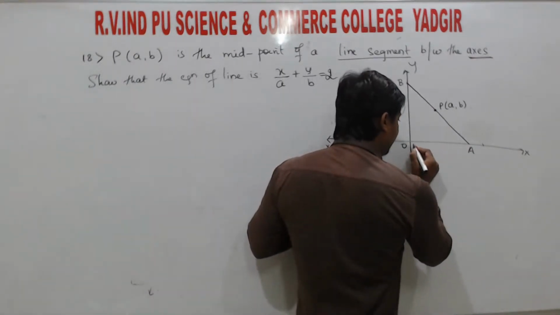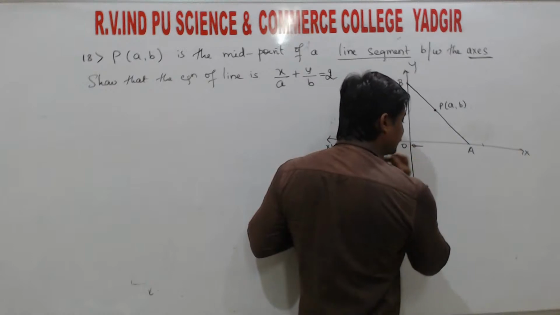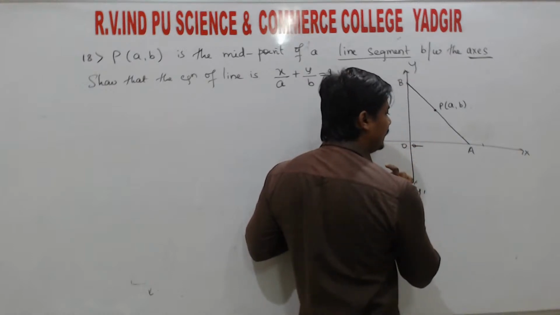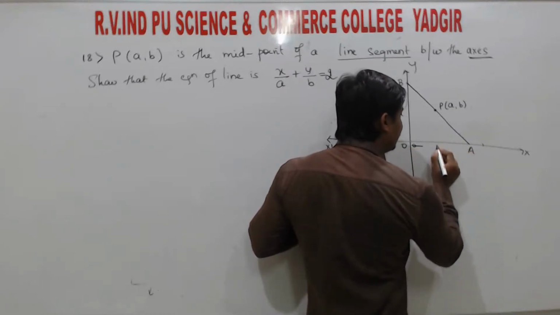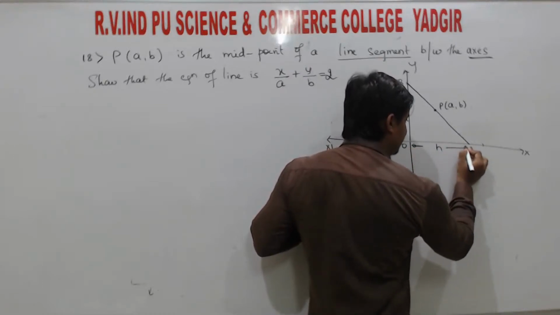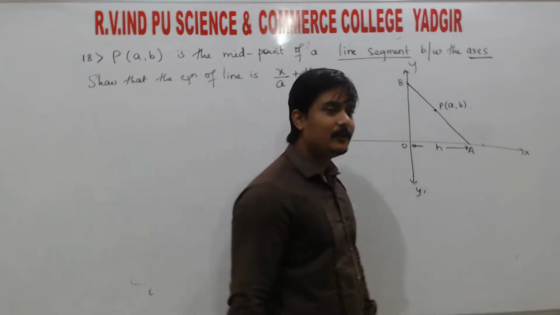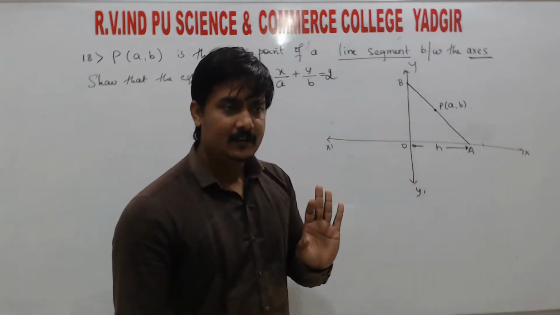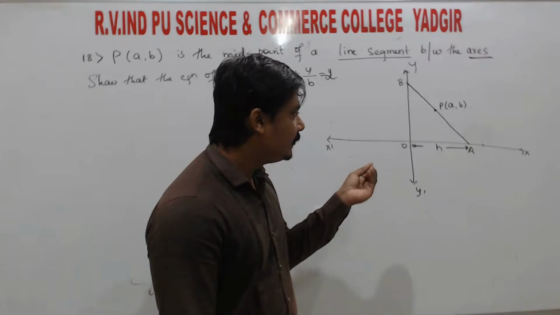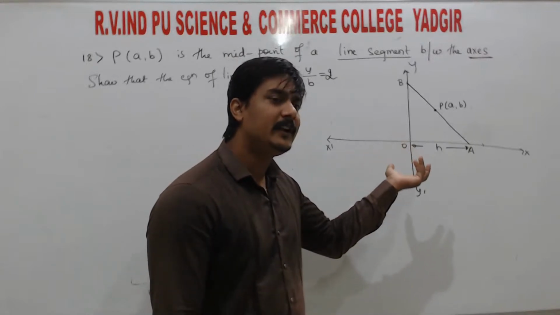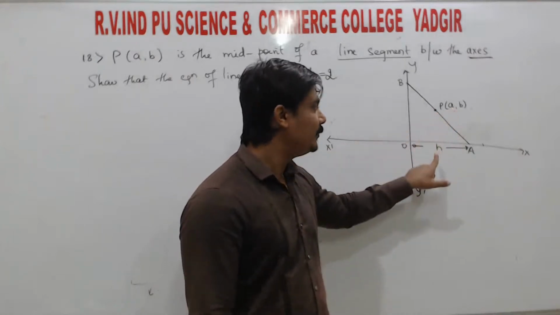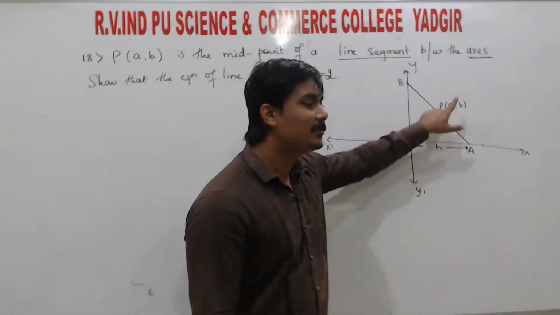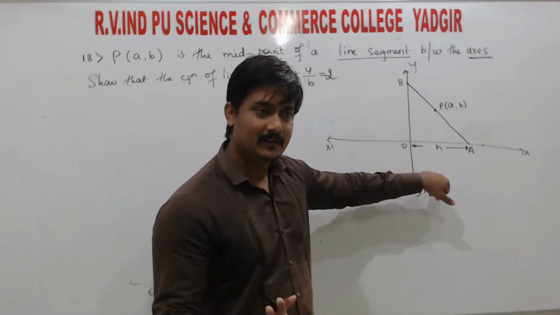For the time being, I will assume that the x-intercept of this line segment is h. A question will rise in your mind, sir. You said that x-intercept is denoted as a. Why are you denoting it as h now? Because a is already used here. If I use a again here, it means that both are the same. That cannot be possible, isn't it?